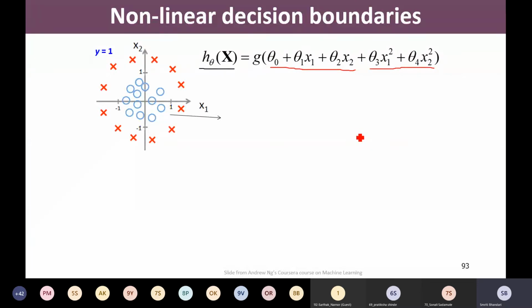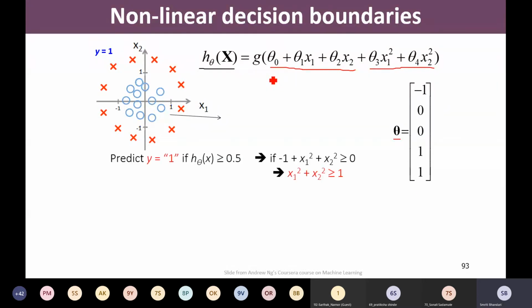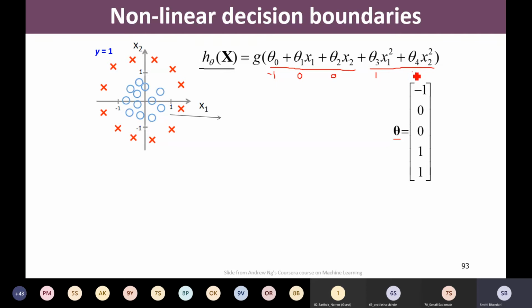Now, once again, we are assuming that our parameter vector theta has the values -1, 0, 0, 1, 1. What does this mean? Theta 0 is -1, theta 1 is 0, theta 2 is 0, theta 3 is 1 and theta 4 is 1.